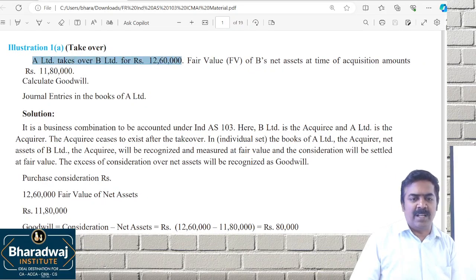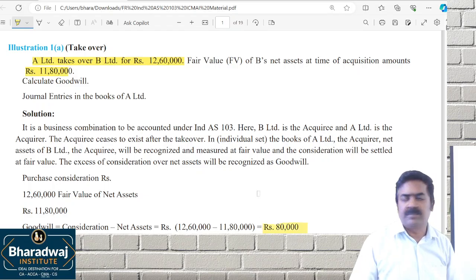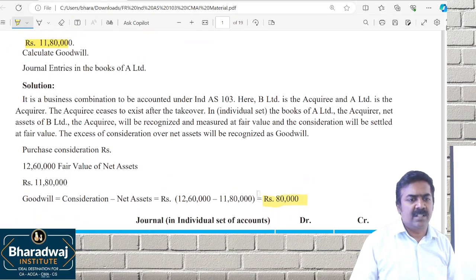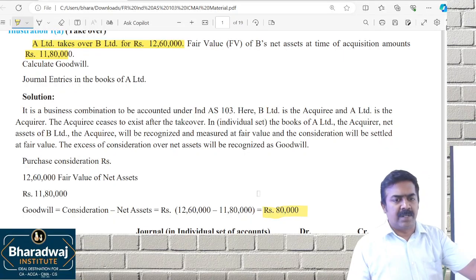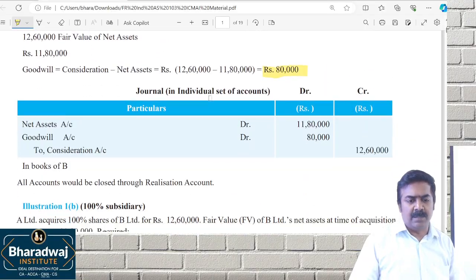A Limited took over B Limited for 12,60,000. Fair value of net assets, 11,80,000. Calculate goodwill. Simple. What is the consideration? What are the net assets? 11,80,000. Goodwill is how much? 80,000. Simple. I purchase assets worth 11,80,000 by paying 12,60,000. The difference is called as which one? Goodwill.